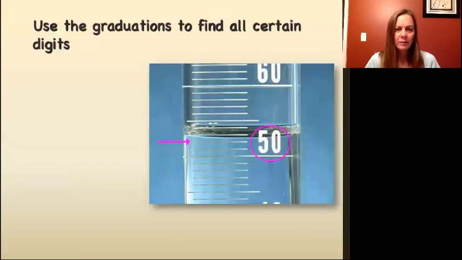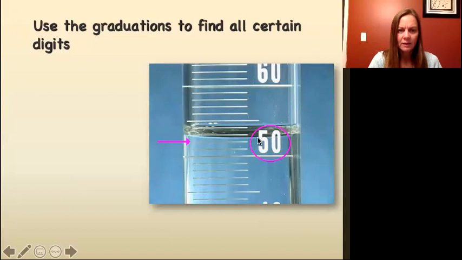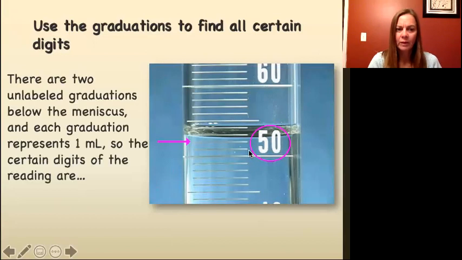So when we're reading the meniscus, we're going to look at these graduations. We're going to find all the certain digits. We can see that the bottom of the meniscus here is above the 50. So we know that the 5 here is certain. And then we can see that it's 1, 2. So the 2 is certain, but we're going to estimate this last place.